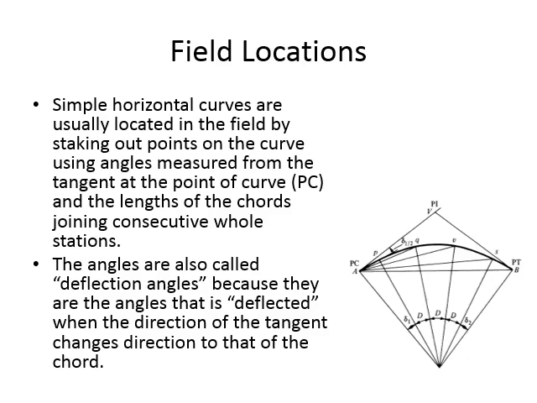Now, after calculating all the parameters, we need to find out the offsets to the intermediate points on the curve so that we can lay out the curve on the ground. Okay, so we have to find out offsets from the tangent to the curve. Offsets from the tangent to the curve.